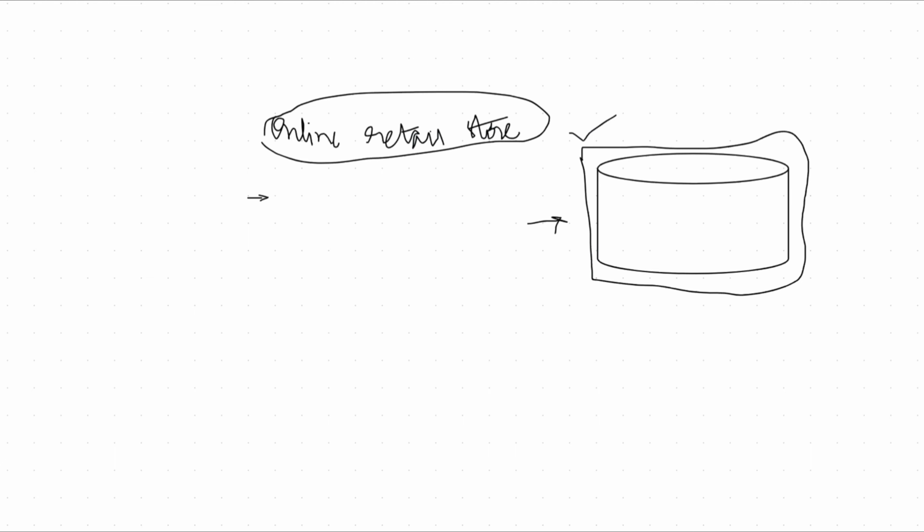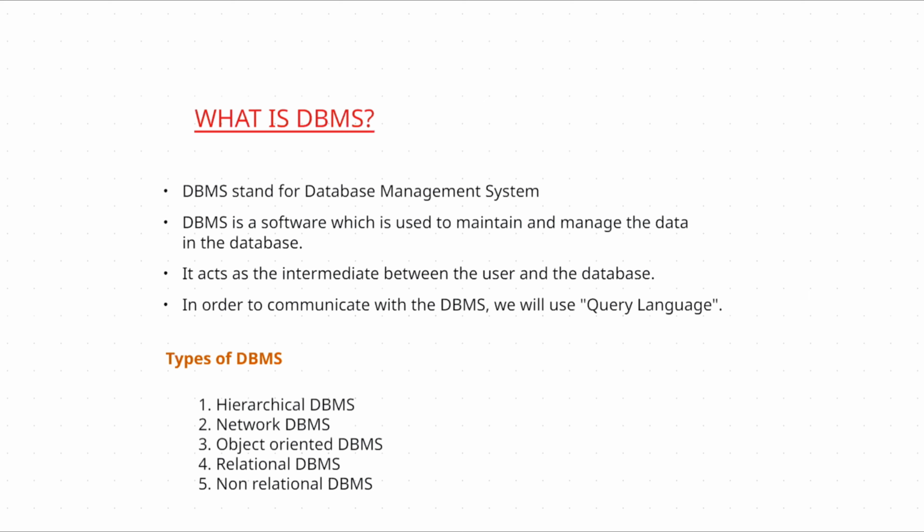Now let's get into the definition of what is DBMS. DBMS stands for Database Management System. Look at this definition: DBMS is a software which is used to maintain and manage the data in the database. As I already said in that example, every time you will be managing that data, and it is by using DBMS only that you manage it. So DBMS is a software used to maintain and manage the database.